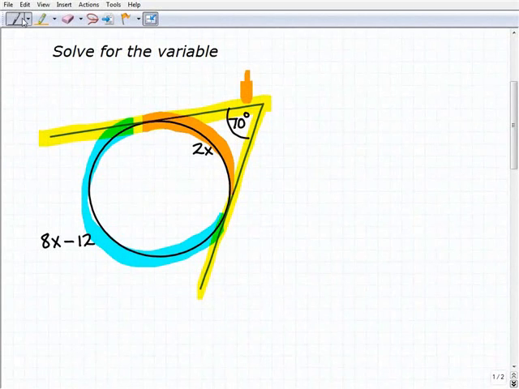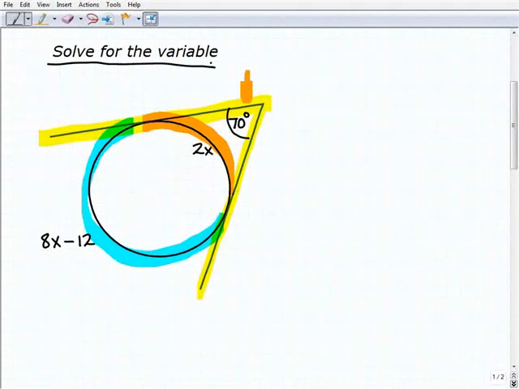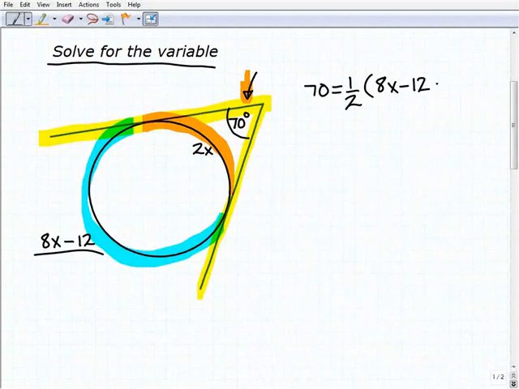So as we did with the previous problems, we want to solve for the variable, so we need to solve an equation. So 70, this angle right there, must be equal to 1/2 the difference of the intercepted arcs. So that would be 8x minus 12, that's one intercepted arc, minus the other, i.e. the difference. That's 2x. So now we have a nice algebra equation, which I know you're super thrilled to solve. And this should be a piece of cake.